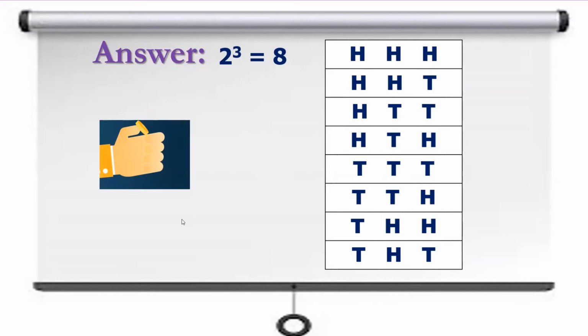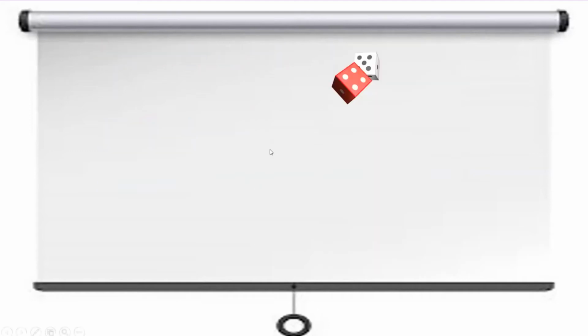Okay. So, 2 because a coin has 2 sides, head and tail. 3 because in the given problem, there are 3 coins. So, if there will be 4 coins in the problem, our exponent here will become 4. Okay, got it? Now, let's have another example.